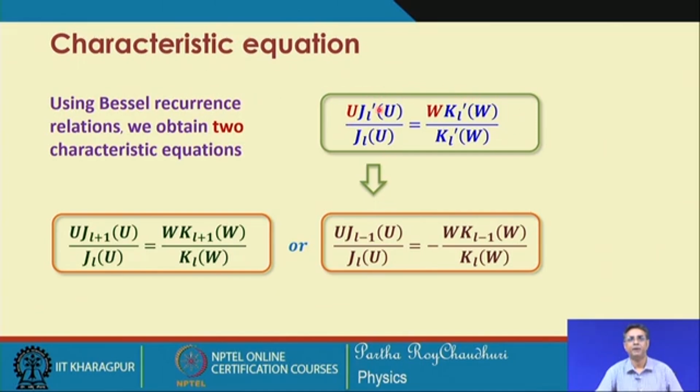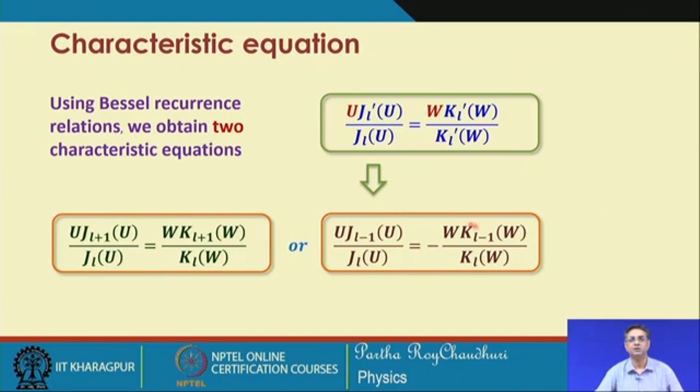Now, J L prime and K L prime are the first order differentiation of J L and K L. If I use the recurrence relation, then it will take two forms, that is J L prime can be expressed in terms of J L plus 1 and it can also be expressed in terms of J L minus 1. You have a set of relationships for J L dash to J L plus 1 and J L minus 1. Using this we can reduce this form to these two forms, but once again this equation is not valid.